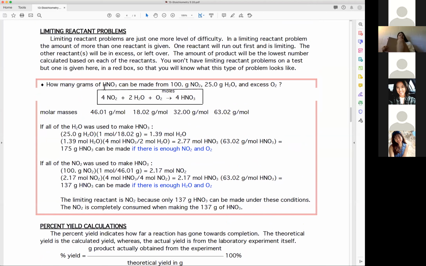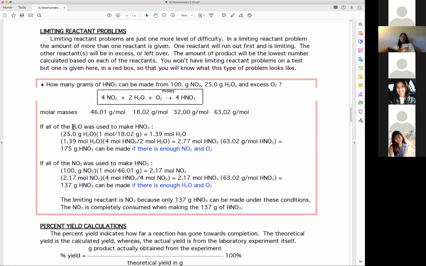So how many grams of nitric acid can be made from 100 grams of nitrogen dioxide, 25 grams of water, and excess oxygen? When we were doing problems in the previous part of this chapter, we were assuming that there was enough of anything you needed. Here, you can't assume that. So they're saying that you can make a certain amount of nitric acid with 100 grams of nitrogen dioxide and a certain amount from 25 grams of water. So let's look at the two calculations.